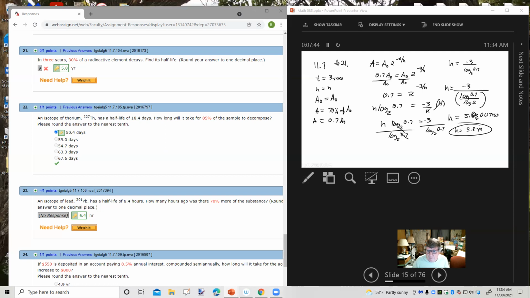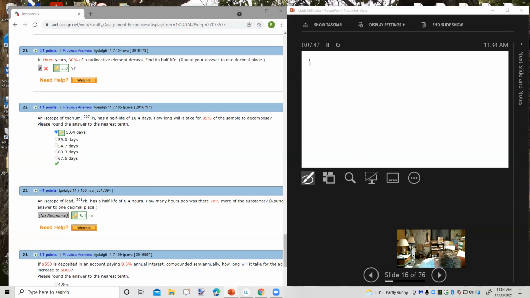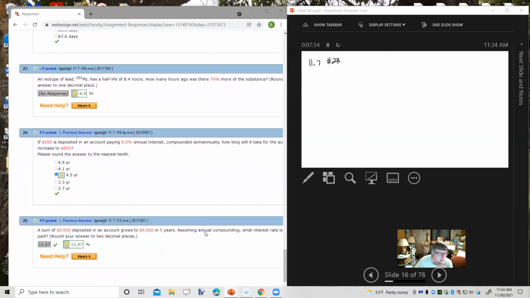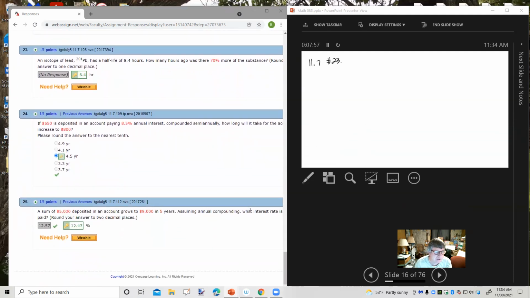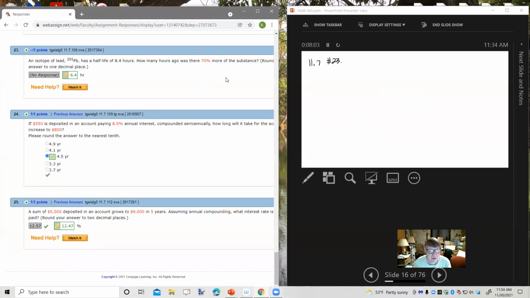Okay, now we're going to look at number 23, also from 11.7. It says, an isotope of lead, 201 Pb, has a half-life of 8.4 hours. How many hours ago was there 70% more of the substance? So again, we're going to use the half-life formula. The half-life is given as 8.4 hours. How many hours ago, so we're going back into the past, was there 70% more of the substance? So time is the unknown.